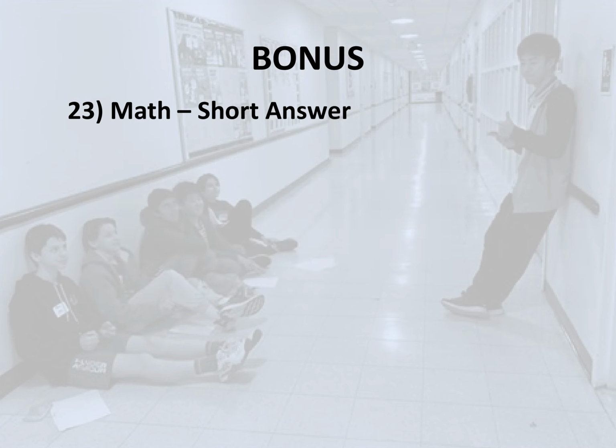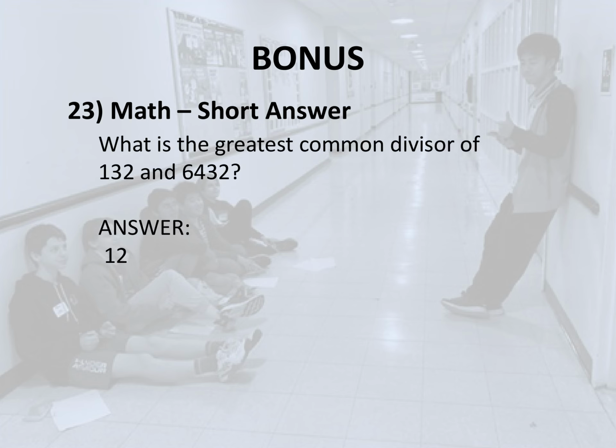Bonus, 23. Math, short answer. What is the greatest common divisor of 132 and 6032? Answer: 12.